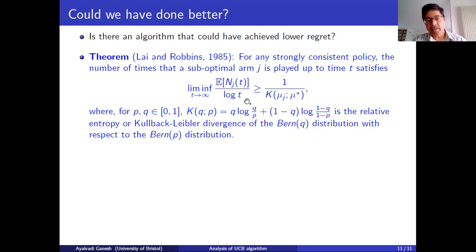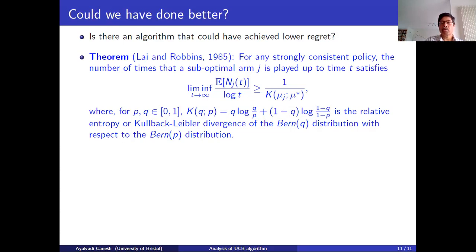Okay, so let's take a moment. So how shall I say this? So this quantity K here is called the relative entropy, or the Kullback-Leibler divergence. There's an expression for it here, and let's not look too much into the expression, but let's understand what it means.